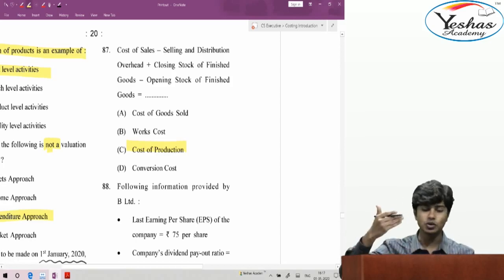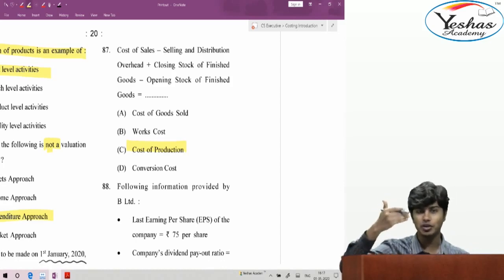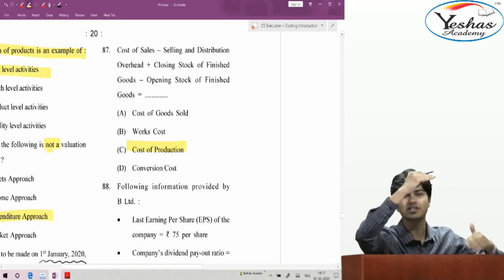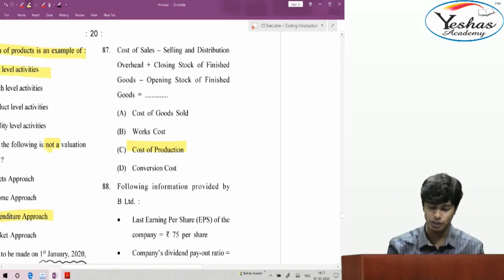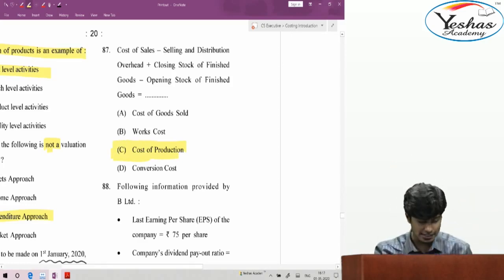If you can see, cost of production plus opening stock of finished goods minus closing stock plus selling and distribution overhead will give you cost of sales. That's downward. So they're going backward. So the minus will become plus and plus will become minus and you'll end up with cost of production. So this is a pure understanding of cost sheet format. If you go backward, you'll get cost of production. So that is the answer to question number 87.